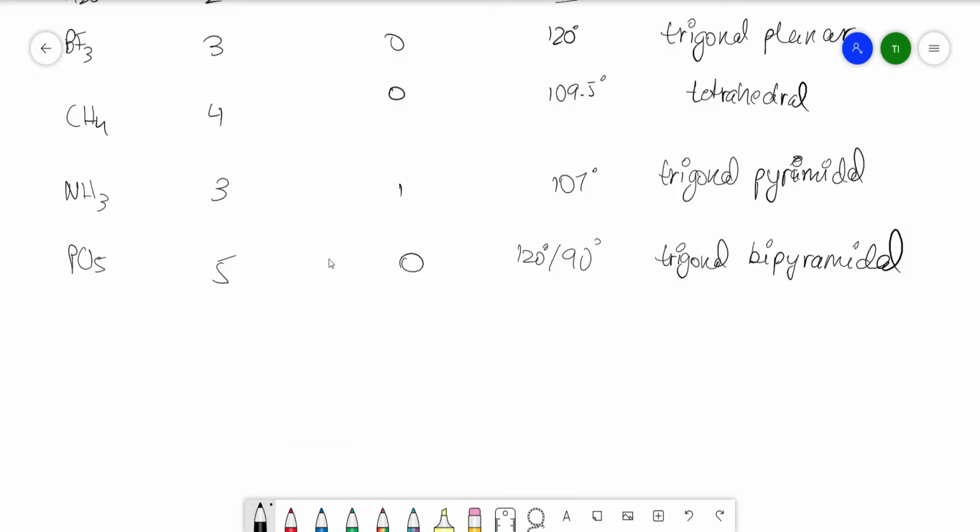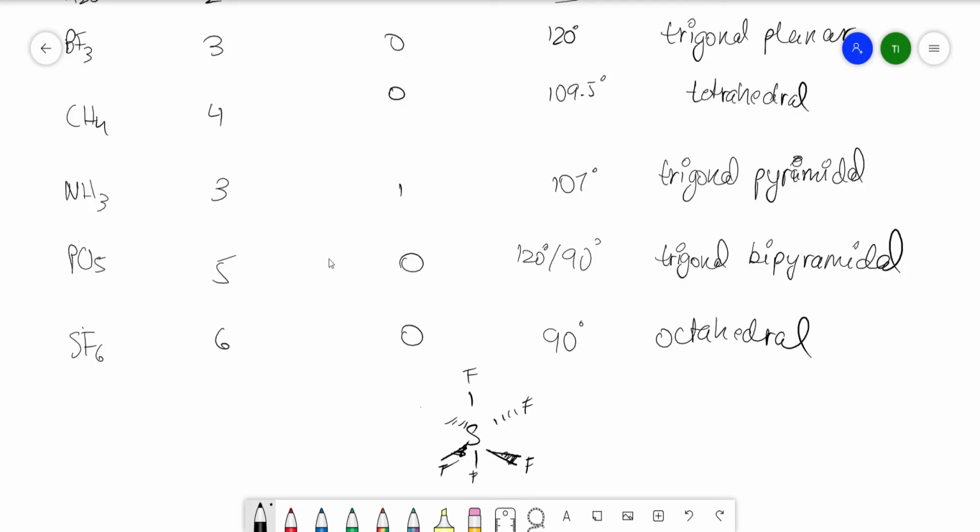And the last one is SF6, which is 6 bonds and 0 lone pairs, and it forms 90 degree angles. And the shape is octahedral. So the 3D shape is something like this, one above, one below, two out of plane, two into plane.